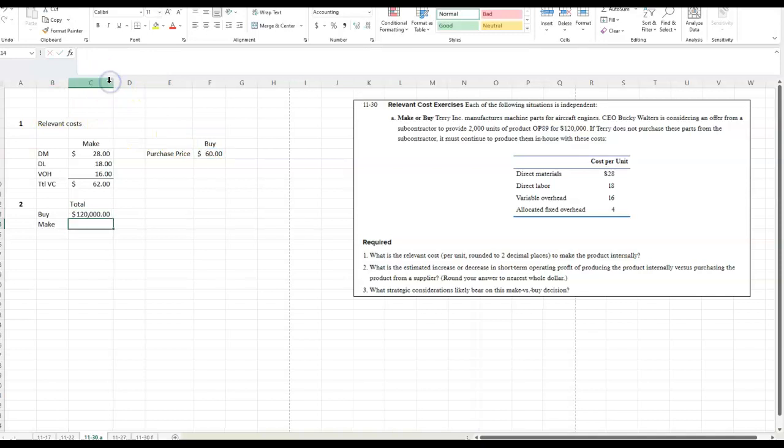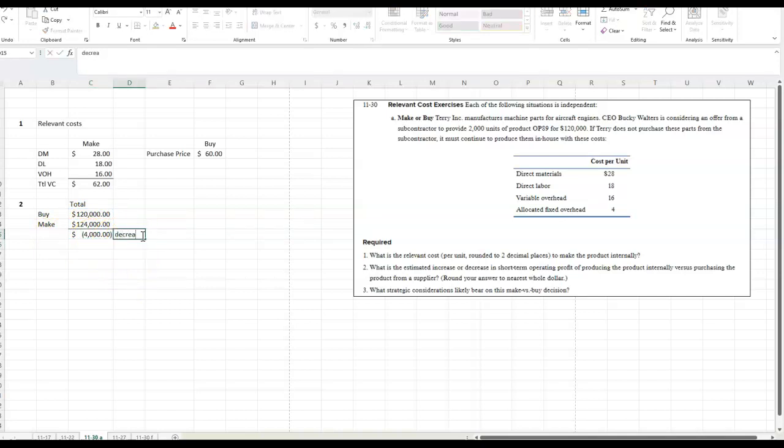So we will just add these up. So our total variable cost is $62. We can purchase this for $120,000 divided by 2,000 units. We can purchase it for $60. Those are the relevant costs. So if we buy it, we're going to spend $60 times 2,000 units. If we make it, we're going to spend $62 times 2,000 units. So the difference by making it, it's actually costing us 4,000 more.